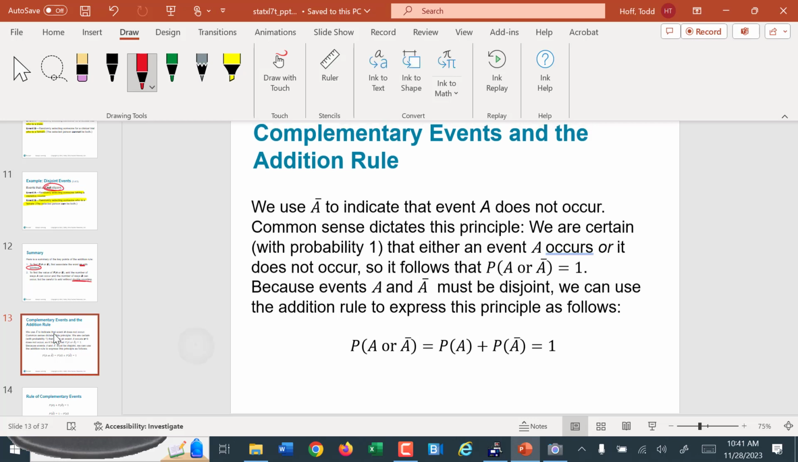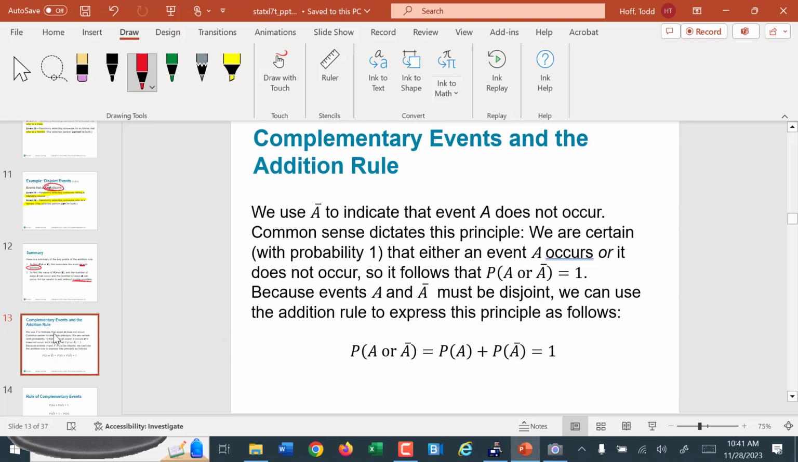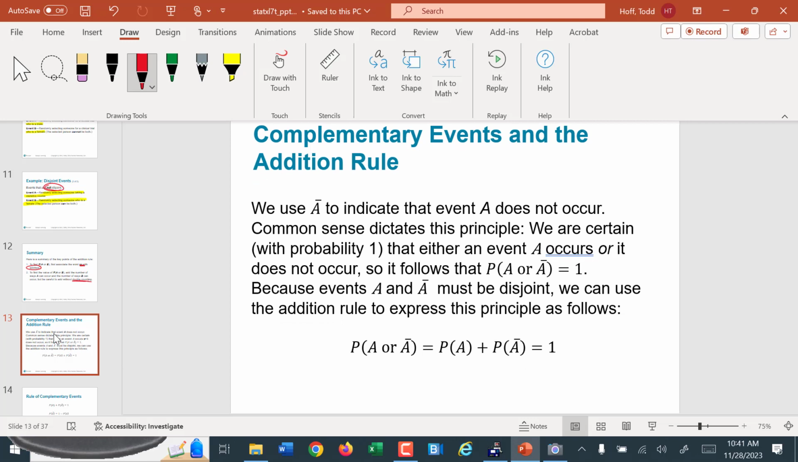Complementary events, before we go any further, probability of complementary events comes into the addition rule. We said complementary events, A or not A. A bar can either be read as the complement of A, or it can be read as not A. It means the same thing. Those two complements have to encompass the whole sample space. So the probability of A plus the probability of its complement has to add up to 1.